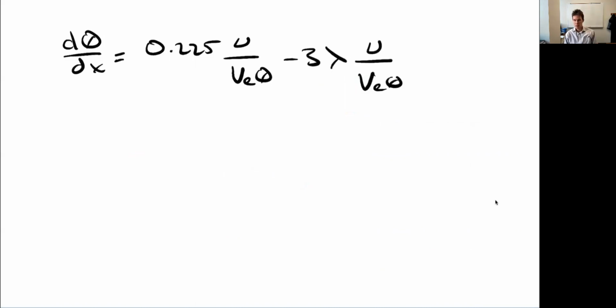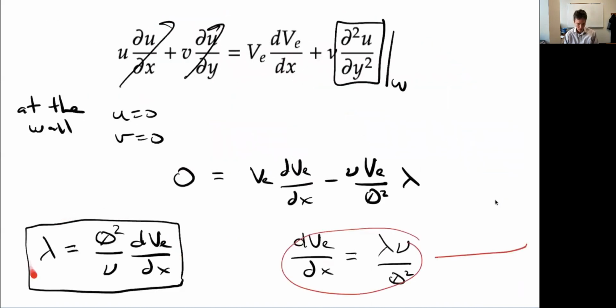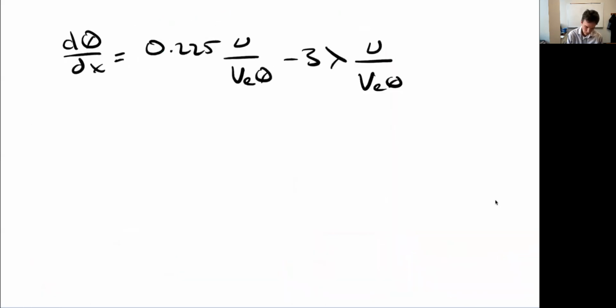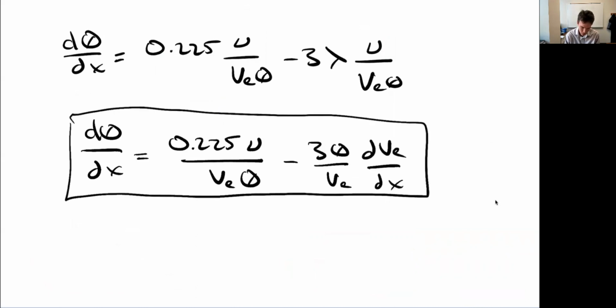Okay, so one more step here is we've got this lambda, but remember lambda is not something that we really know much about. So we've related it here in terms of variables that we do care about. So let's substitute that in, and that's going to give us our final expression for our ODE: dθ/dx equals 0.225 ν over V_E θ minus 3 θ over V_E times dV_E/dx. Okay, this gives us a first order ODE that we can now solve.